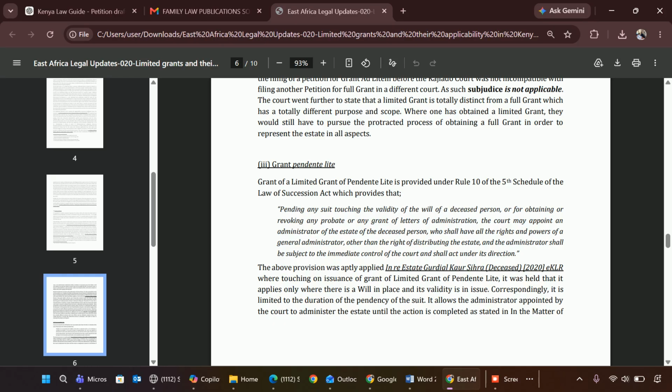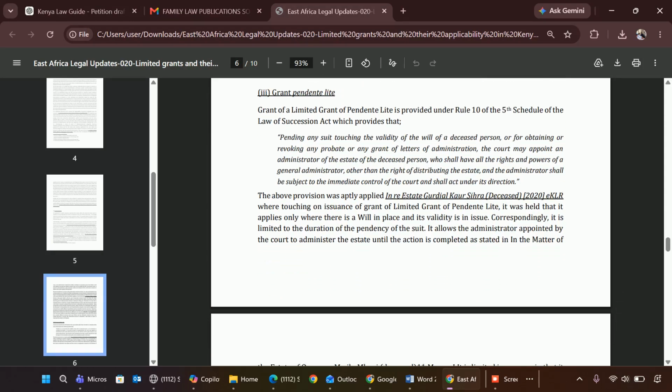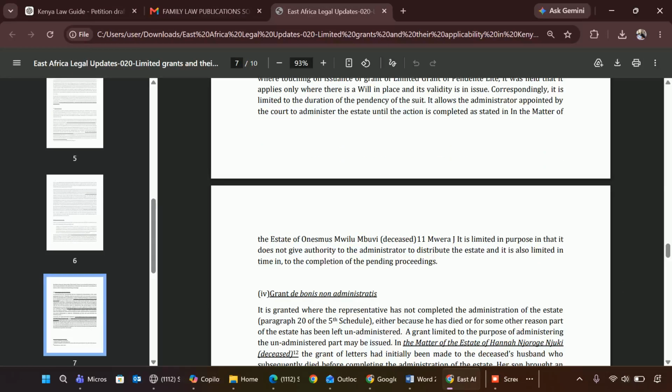How have various courts interpreted this provision? In the Estate of Kaur Sihar 2020, we are touching on the issue of a limited grant pendente lite. It was held that it only applies where there is a will in place and its validity is in issue. Correspondingly, it is limited to the duration of the pendency of the suit. It allows the administrator appointed by the court to administer the estate until the action is completed, as stated in that matter.